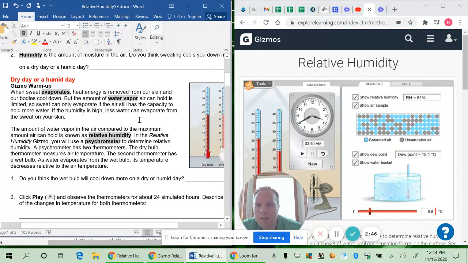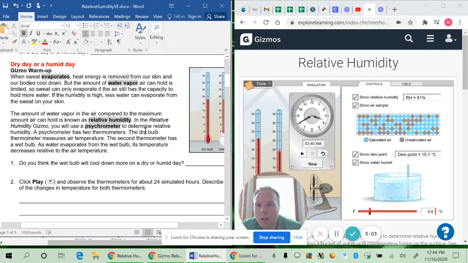When sweat evaporates, heat energy is removed from our skin and our bodies cool down, but the amount of water vapor air can hold is limited, so sweat can only evaporate if the air still has the capacity to hold more water. If the humidity is high, less water can evaporate from the sweat on your skin. The amount of water vapor in the air compared to the maximum amount air can hold is known as relative humidity. In the relative humidity gizmo, you'll use a psychrometer to determine the relative humidity.